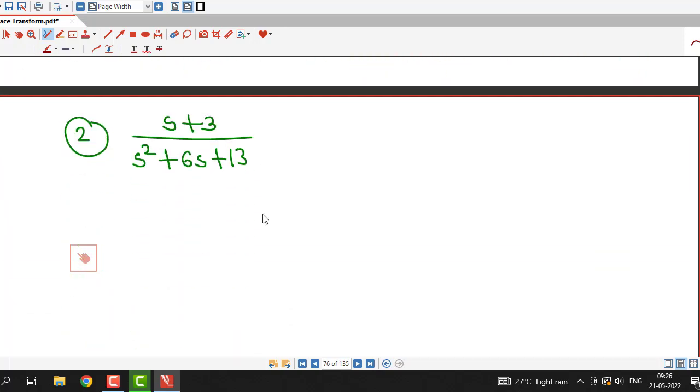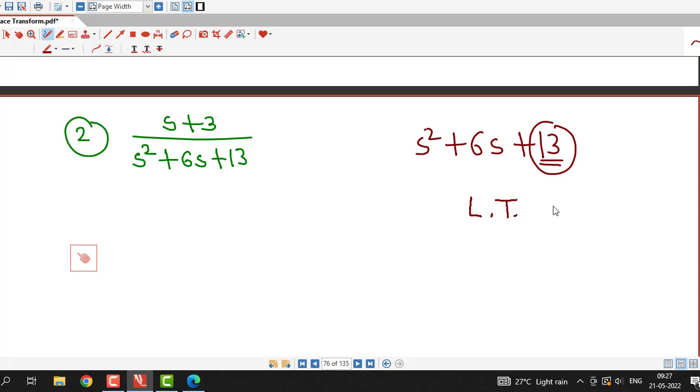We consider another example. Here we have s plus 3 divided by s square plus 6s plus 13. So the first step we will do is try to search for the last term. Here the last term 13 does not allow me to write this as a square of something. So for that I find out the last term. Last term equals middle term square, that is 6s square, which is 36s square, divided by 4 into the first term. So here also the last term must be equal to 9, but here we have 13, so we will split 13 as addition of 9 and 4.